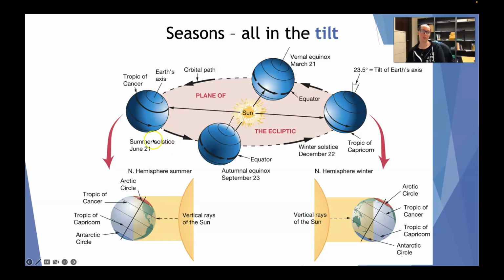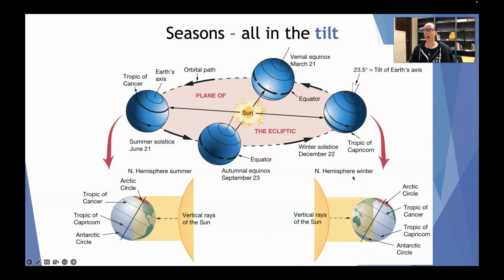And so in the summer solstice, the North Pole is more pointed towards the sun. So there are parts of the North Pole that have 24 hours worth of sunlight, whereas the South Pole is complete darkness. And then in our winter time, the opposite is true, right? So the North Pole is then pointed away from the sun and the South Pole is pointed towards the sun, right? So it's all about the tilt.